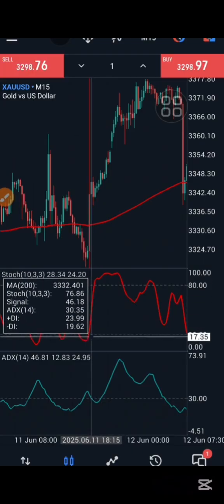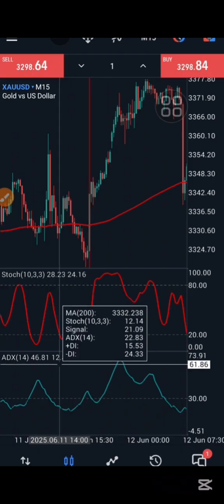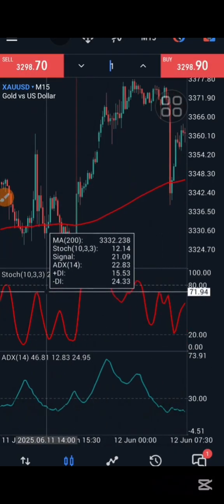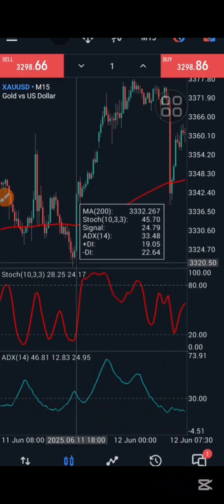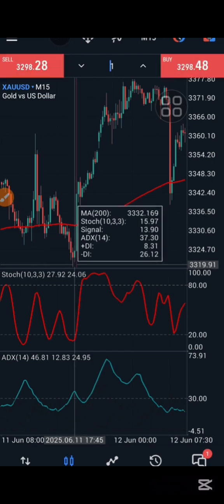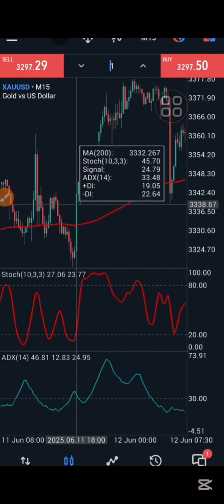We can see when we had the crossing here, like what I mentioned, you need to wait for that candle to close. And we can see we had a signal around this particular level here. When that candle closed, it closed above the 200 exponential moving average, and then the price was also above the 30 level on our ADX, it was 37, and then we had a crossing above here. So we're going to execute our buy at this particular level here.